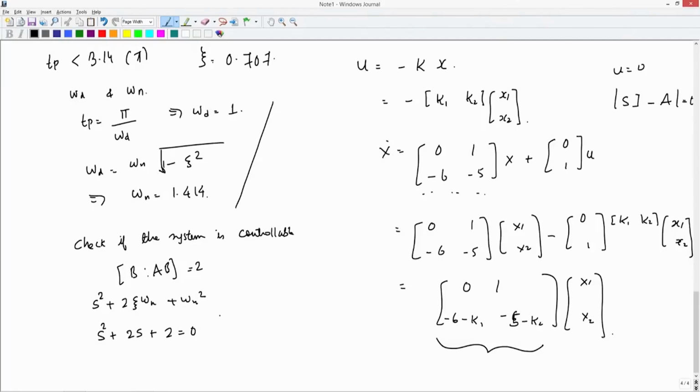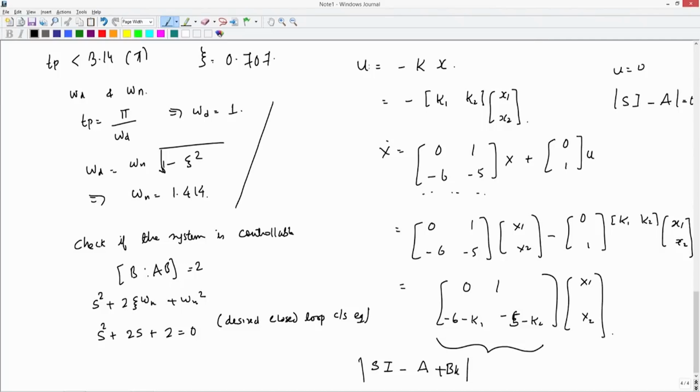Okay. Now, this is the desired closed loop characteristic equation, which will ensure that the closed loop has a peak time of 3.14 or less, and a zeta, the damping coefficient, of 0.707. Now, what would I do? If this is desired, now I compute this: det(sI minus A plus Bk), as I would call it.